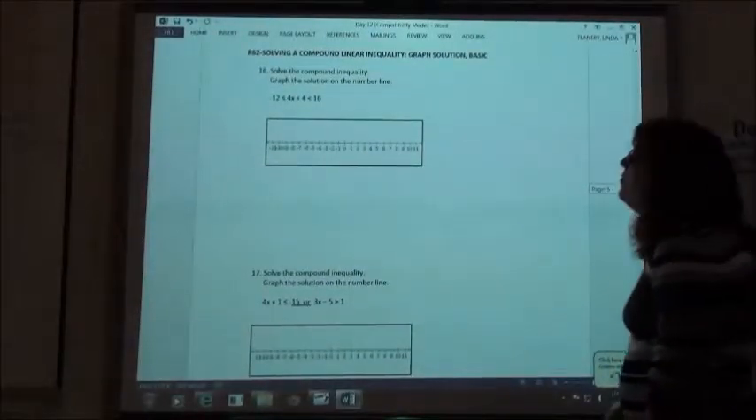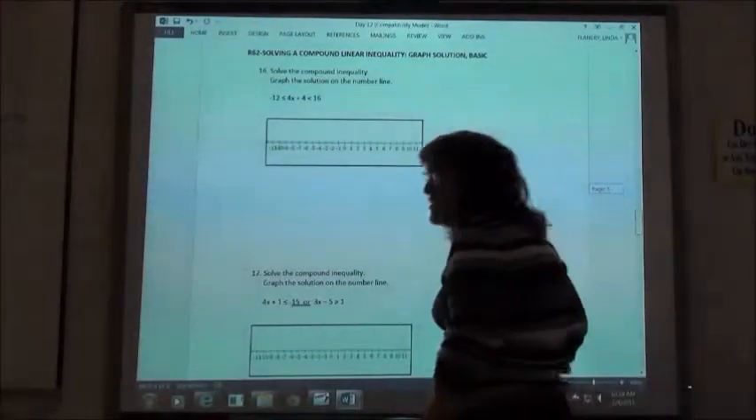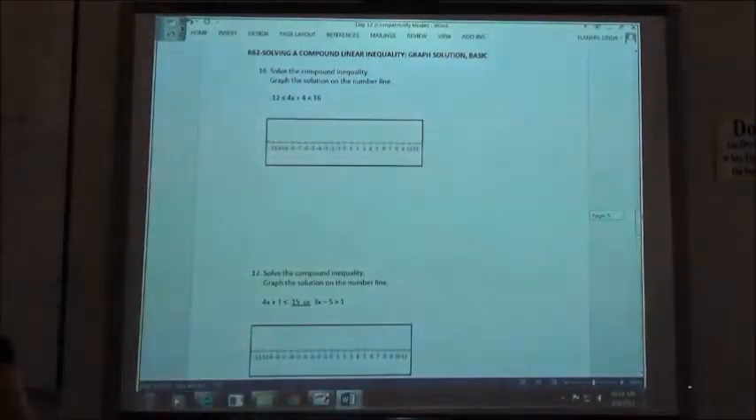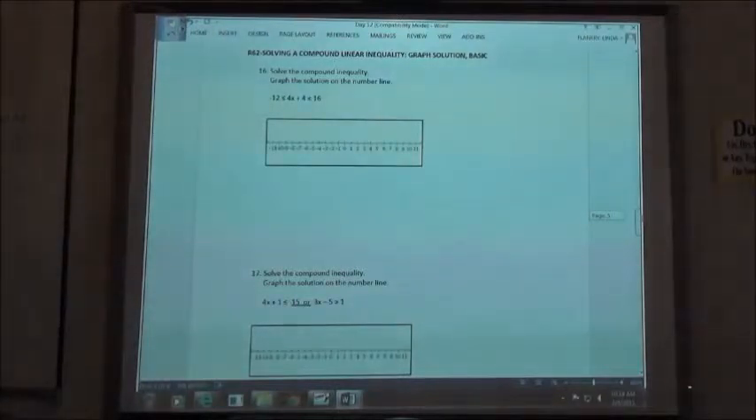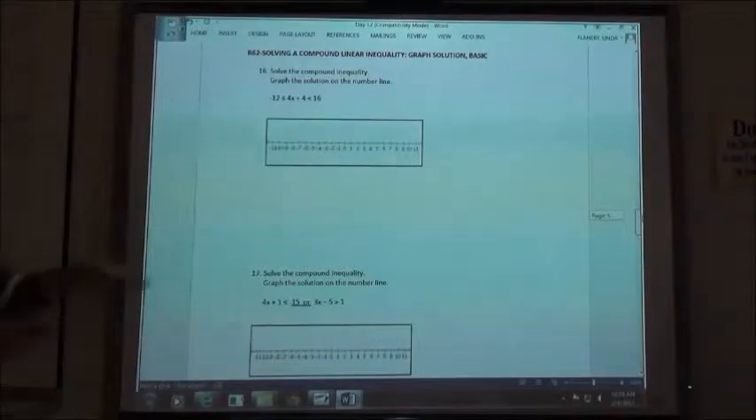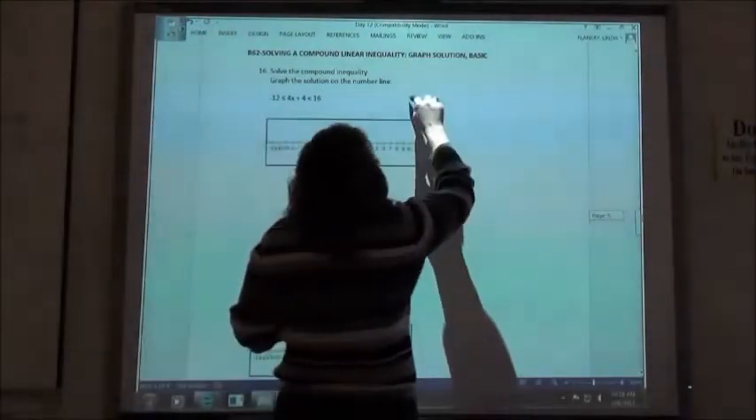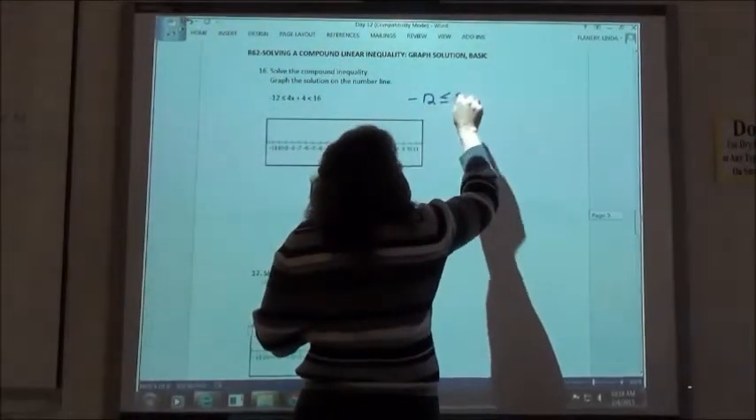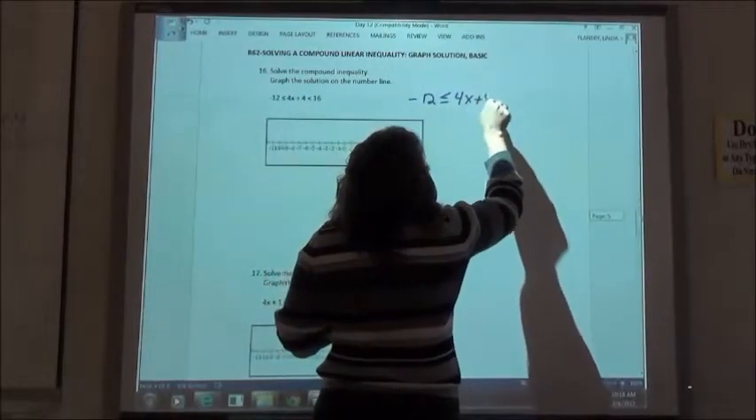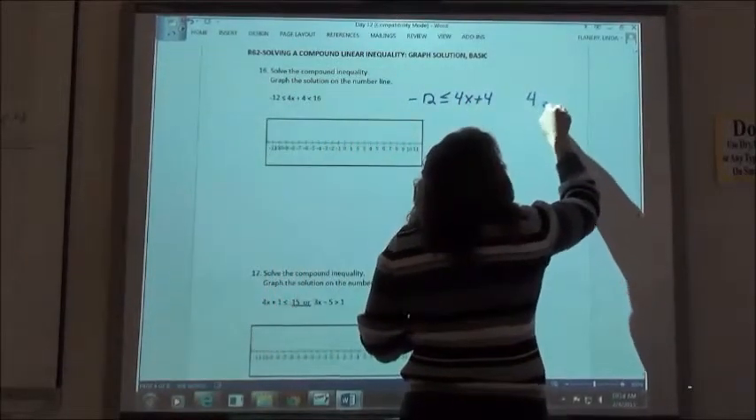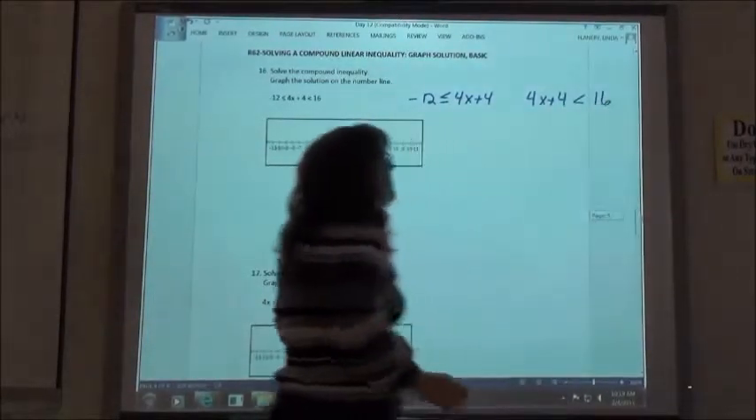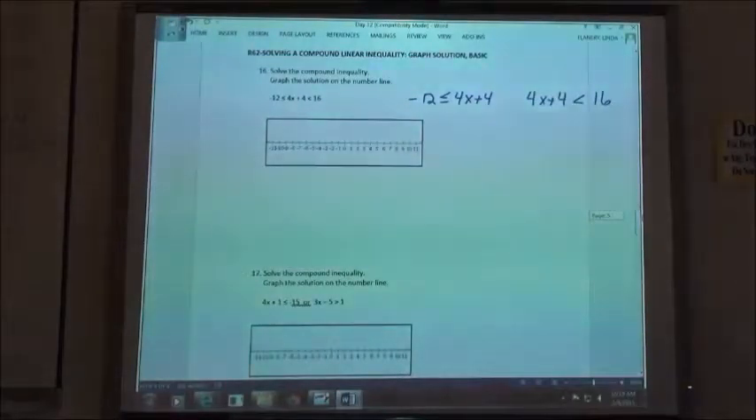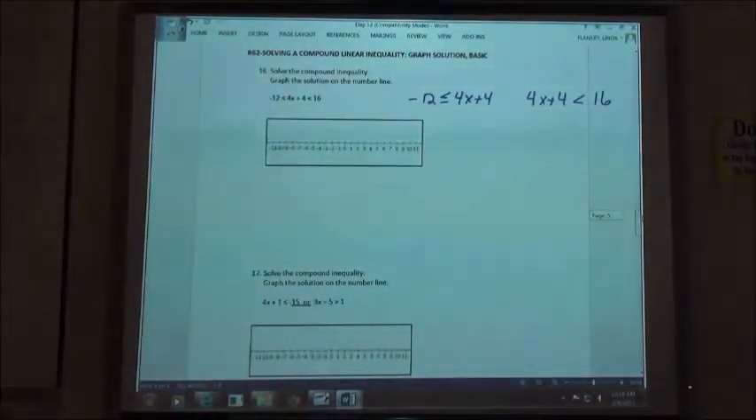Solving a compound linear inequality, graph the solution. A compound inequality means you have two separate inequalities. Sometimes they have them smushed together as one. This means that negative 12 is less than or equal to 4x plus 4, but the 4x plus 4 also has to be less than 16. So if you wanted to, you could split it into two separate problems.